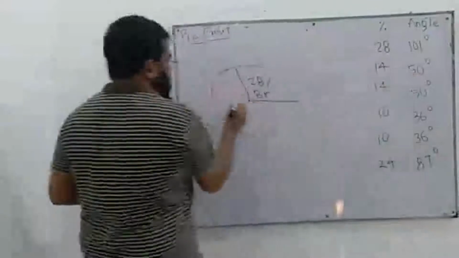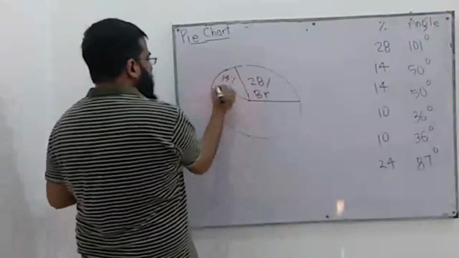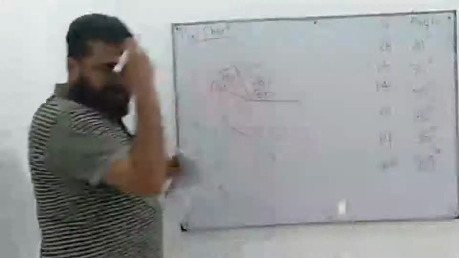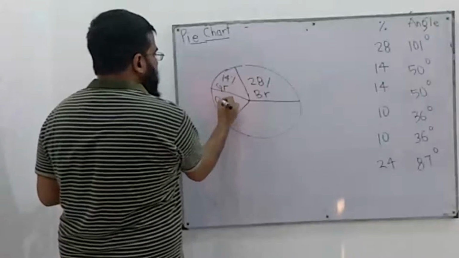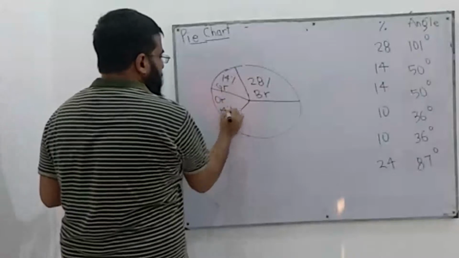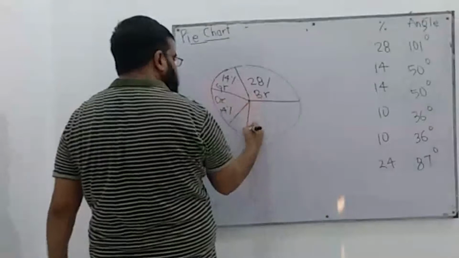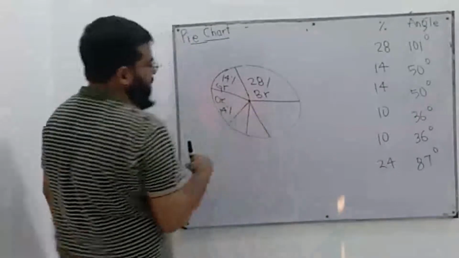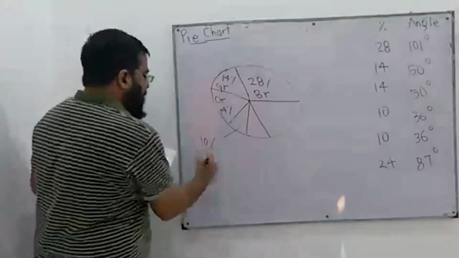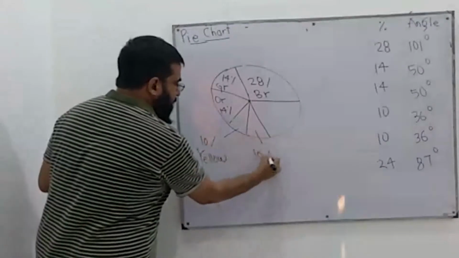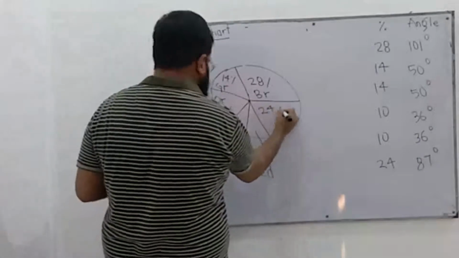And then we have 14% and 50 degrees. So 110 plus 50, 160 degrees. So this is 14%, and this color is green. And then we have 50 degrees, 160 plus 50 is 210, somewhere here. This is orange, and this is also 14%. And then we have 36 degrees. So 210 plus 36, around 250, and then 36 more, around 280. So this is 10%, and this is yellow. This is also 10%, and this is red, and this is 24%. The color is blue.